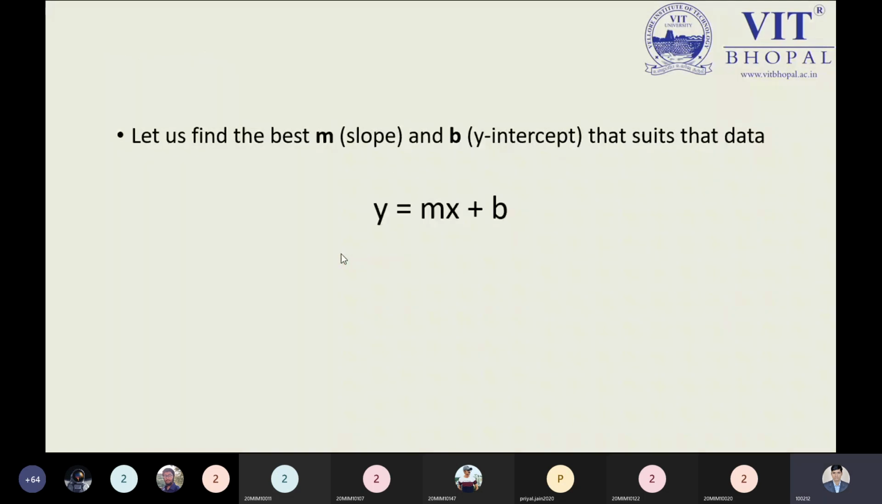Let us find the best m. m is the slope, and b is our intercept point. This could be c or any variable name; it doesn't matter. We can take b here only. If you want to write c or a, you can write that. It is only a naming convention. This shows our data in a straight line equation. What is the straight line equation? y = mx + c, as we have seen many times in fundamental mathematics. But here we have y = mx + b, where m is the slope and b is the intercept.